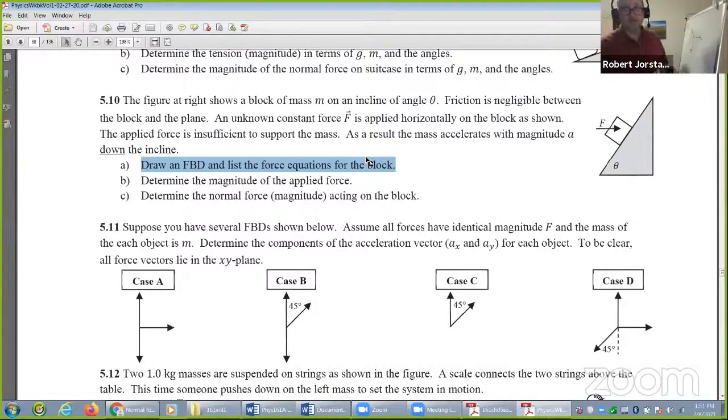Let's see. Block of mass M. It's on an incline. It's a large angle. And then there's no friction. Got some force with magnitude F. Okay, so first I'm just trying to draw my FBD.